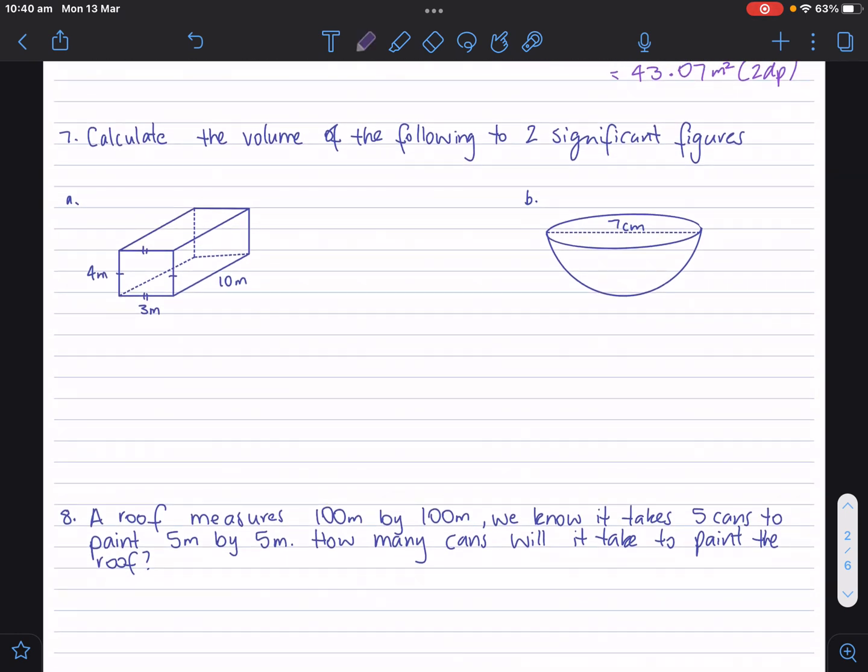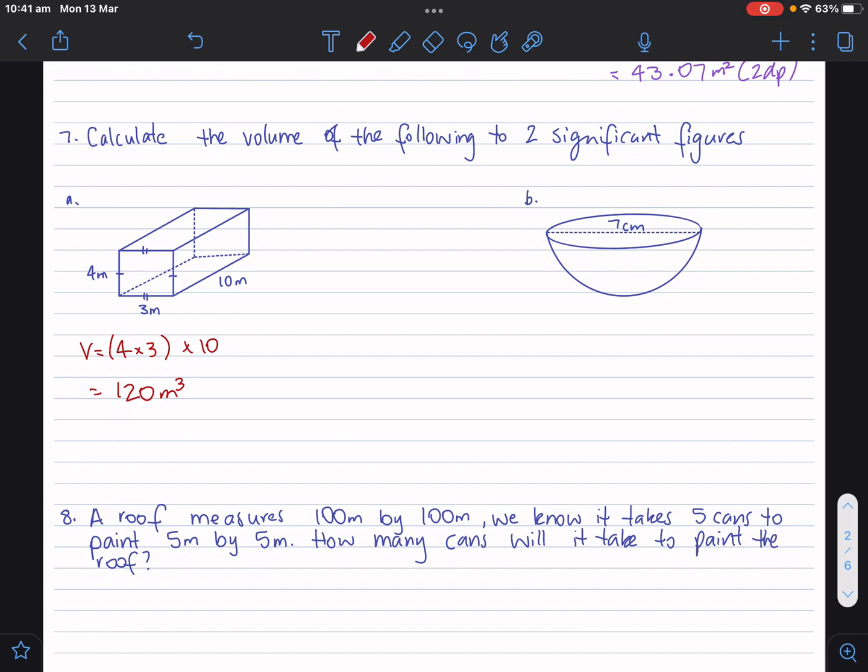Next question. Calculate the volume of the following to two significant figures. So this question already asked me what I need to round off to. So the volume of a prism is the area of the front times the height. So this is a rectangle. So it's going to be 4 times 3, and the height is 10. 4 times 3 is 12. 12 times 10 is 120 meters cubed.